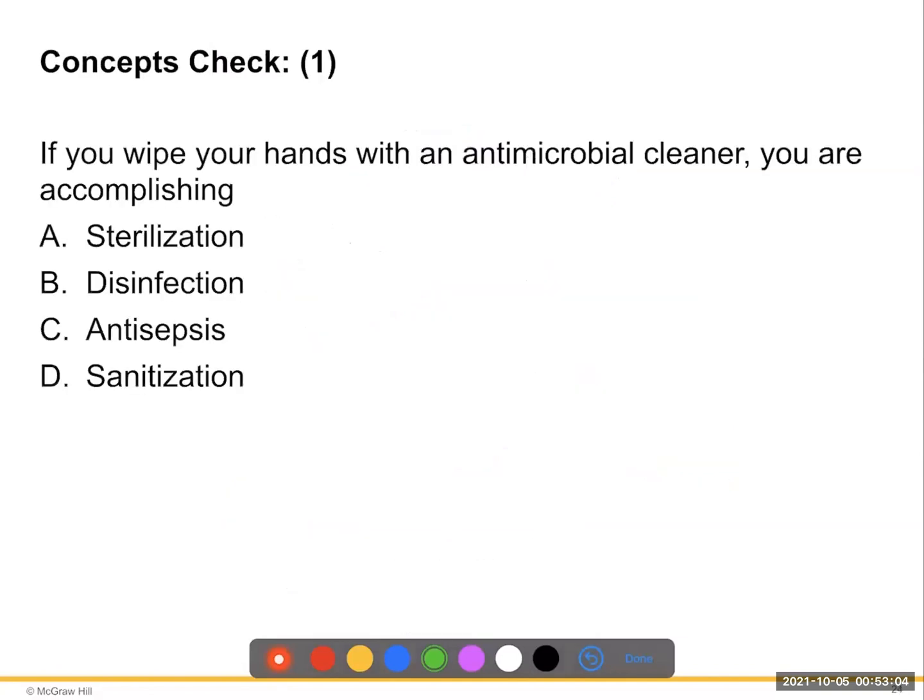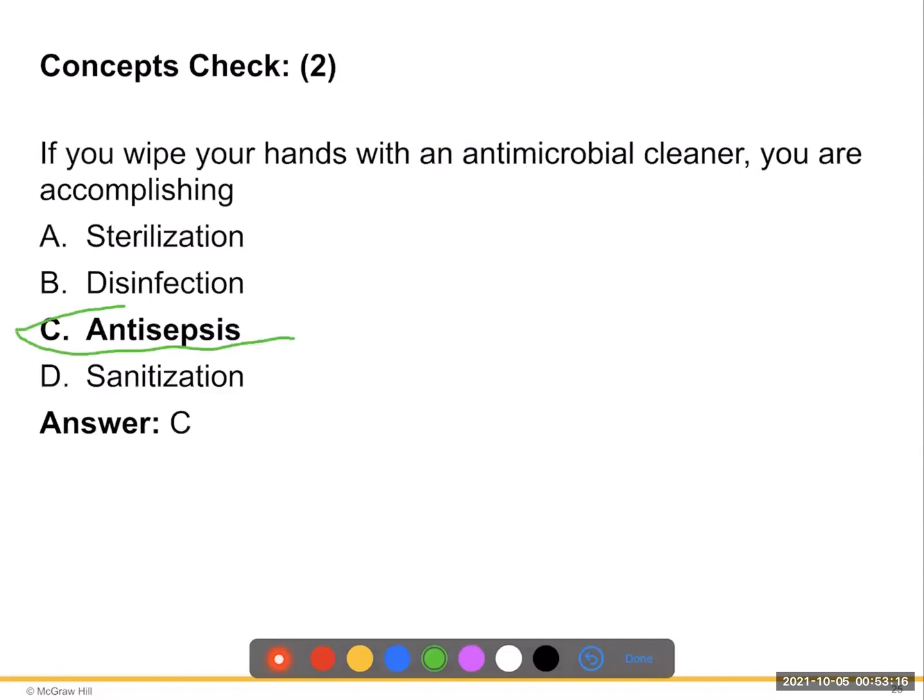If you wipe your hands with an antimicrobial cleaner, what are you accomplishing? Sterilization, disinfection, antisepsis, sanitation? Okay? You're using an antimicrobial cleaner. You are not sterilizing yourself. You're creating antisepsis. That's when you wash your hands with an antimicrobial cleaner.